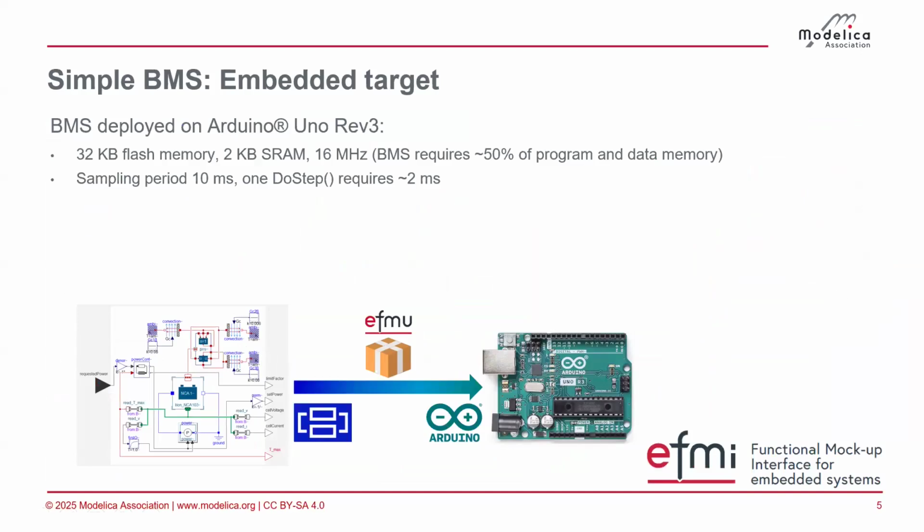It has 32 kilobytes of flash memory. It has 2 kilobytes of RAM. And it runs at 60 megahertz. And this model takes about 50% of the available memory, program and data memory. And we use a sampling of every 10 milliseconds. And in fact, the do step requires 2 milliseconds on the Arduino Uno.